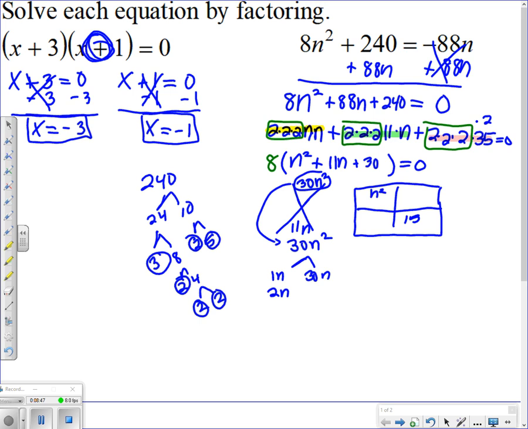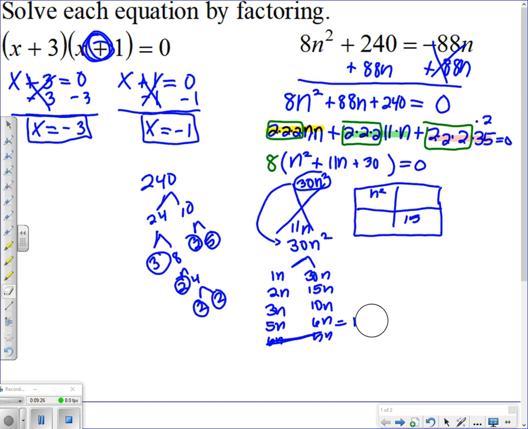2 will be 2n and 15n. 3 will be 3n and 10n. 4 will be, nope, 5 will be 5n and 6n. 6 will be 6n and 5n, but they're repeating already. So you're done. Now, which of these can I combine to give me 11n? This will give me 11n.